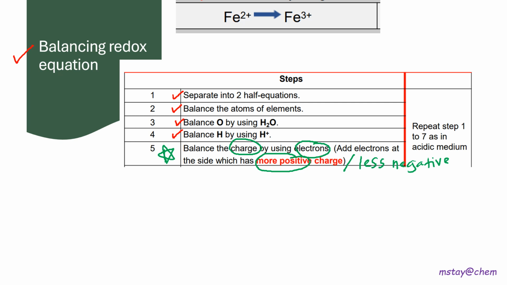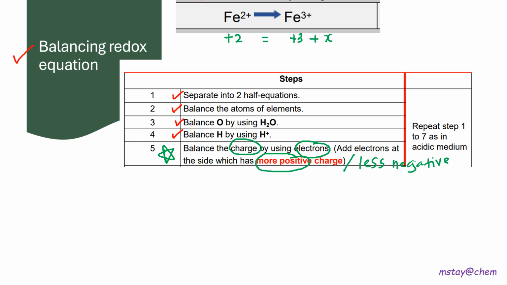For example, if we have Fe2+ to Fe3+, the charge for Fe2+ is positive 2 and the charge for Fe3+ is positive 3. In between these two, now we want to balance them. So we make an equal symbol in between them. So positive 2 and positive 3. Positive 3 is more positive, so I will add plus x here.